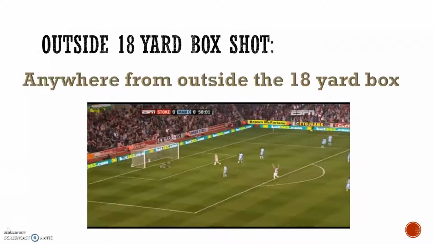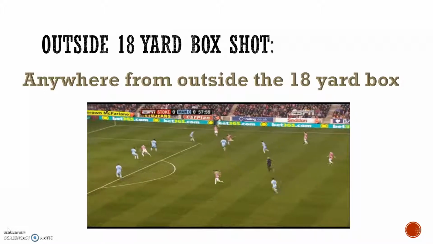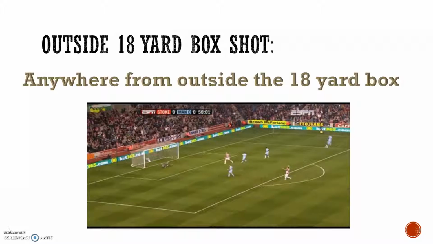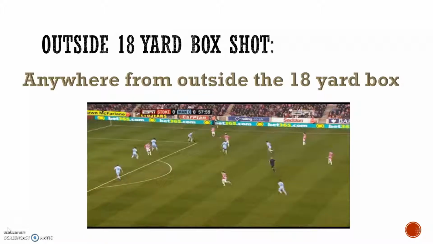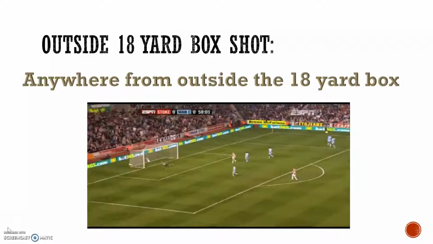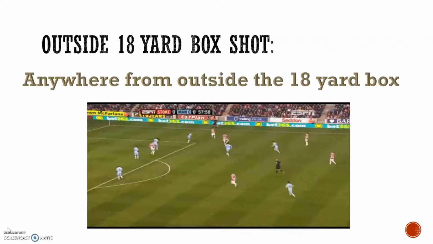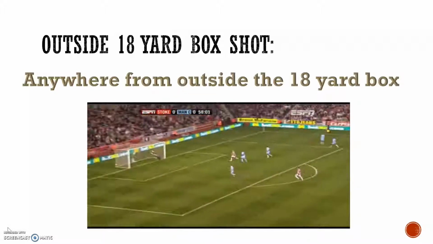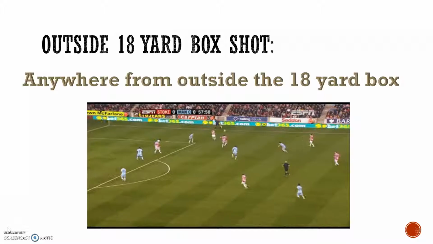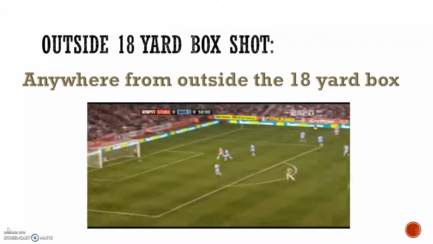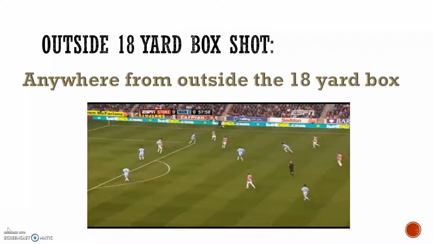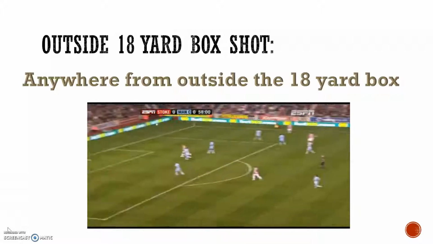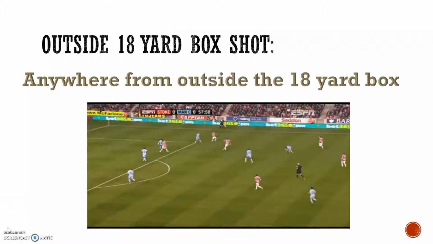The next performance criterion that I'm going to be talking about is the outside of the box shot. The outside of the box shot can be anywhere from outside the 18-yard box. I will be looking at the successful and unsuccessful rates of each time the ball is shot towards goal or goal bound. I'll be looking at just PSG's shots for this one.